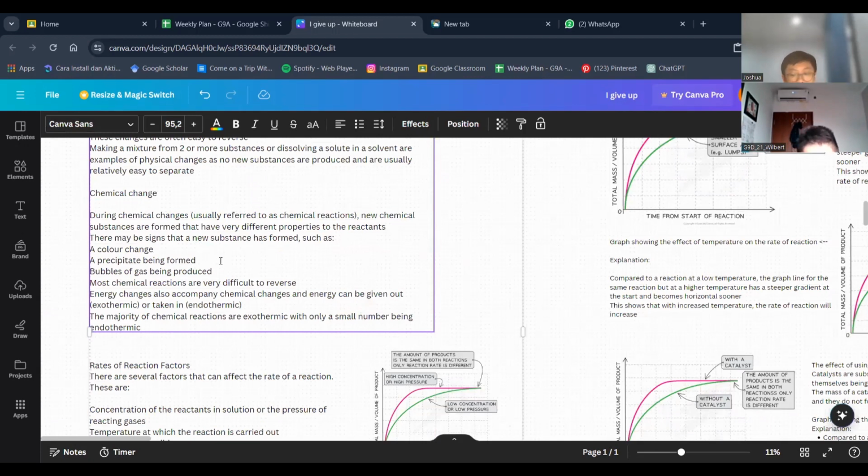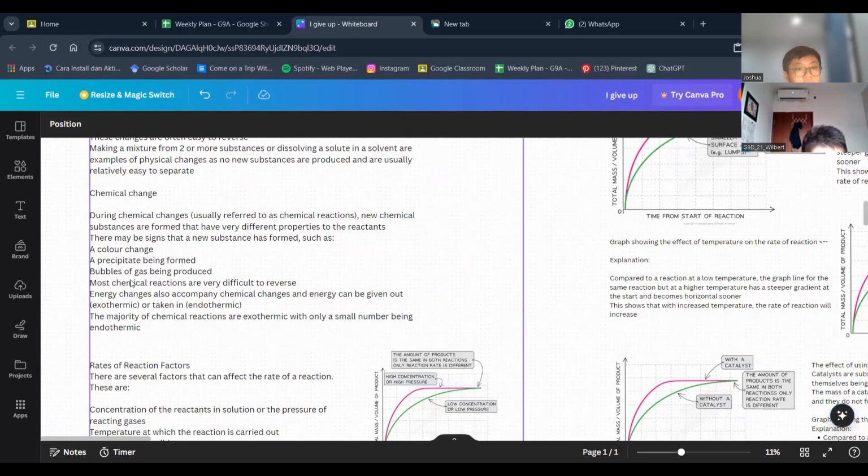A precipitate being formed. Precipitate refers to a cloudy substance. Next, bubbles of gas. Different types of gases can be formed depending on the reaction. And most chemical reactions are very difficult to reverse. Some can be, but very few can actually be reversed.